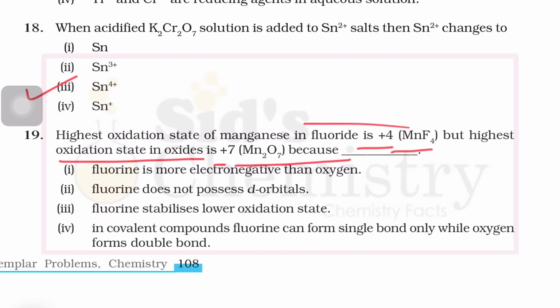The correct answer of this question, option 4, is the correct one because it is very true that in covalent compounds, fluorine can form single bond only and therefore it supports the lower oxidation state, while oxygen can form double bond and it supports the higher oxidation state, and therefore the correct answer for this question is option number 4.